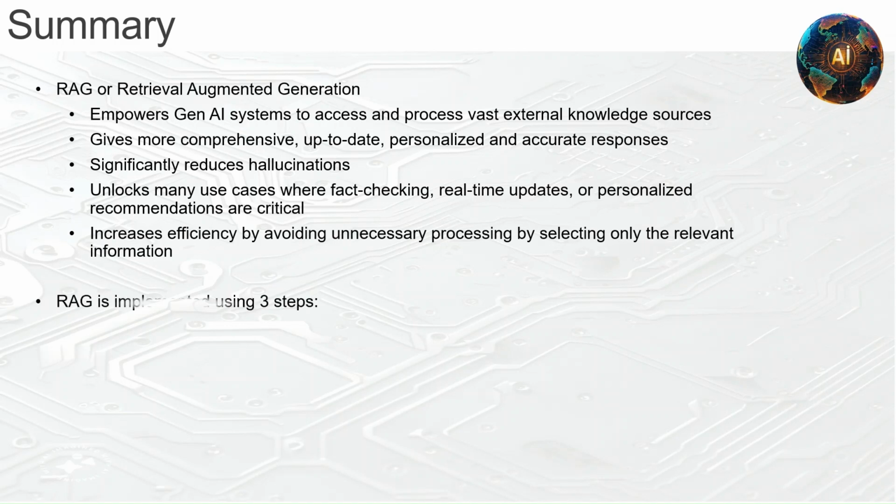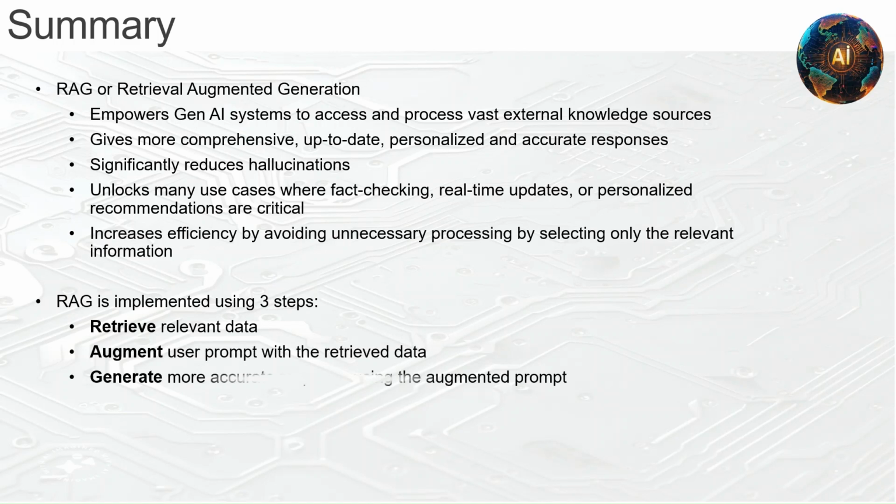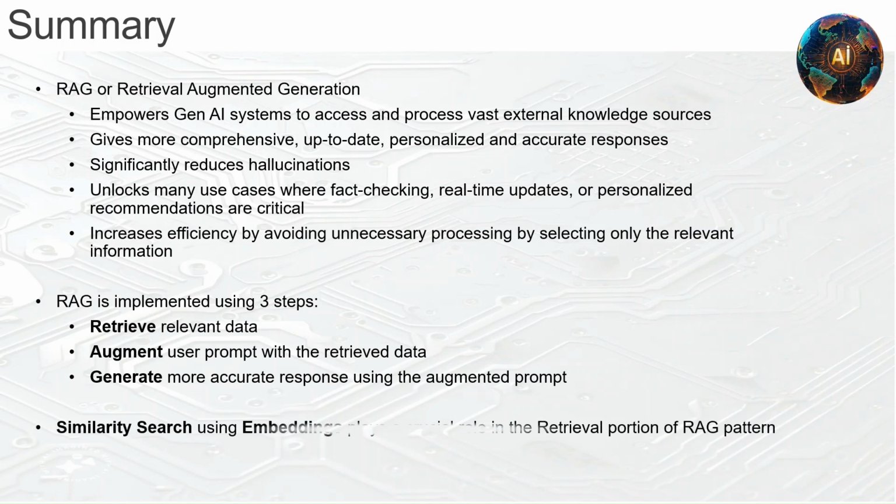RAG is implemented using three steps: retrieve, augment, and then generate. And finally, similarity search using embeddings plays a crucial role in the retriever portion of the RAG pattern. That concludes the theory portion for retrieval augmented generation or RAG pattern. We will now see some practical examples.